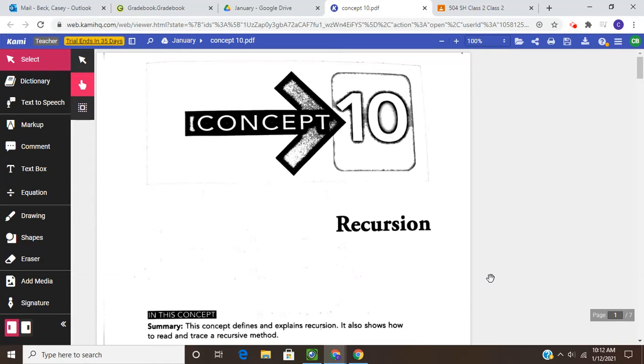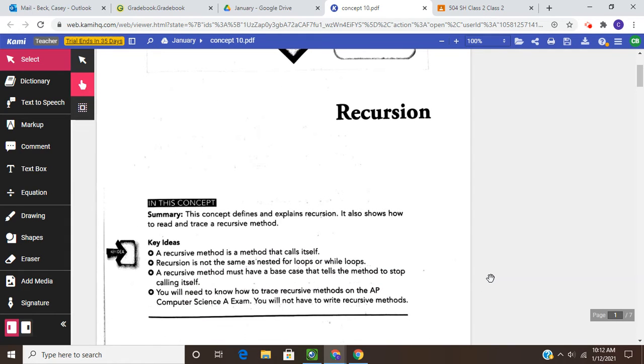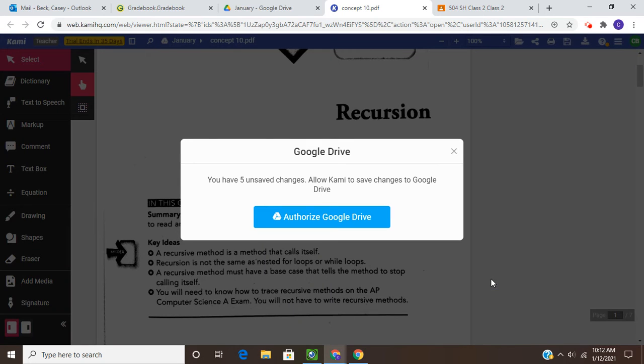Welcome to Mrs. Beck's read-along on Concept 10, Recursion. So in this concept, the concept's going to be defined and explain exactly what recursion is. It's also going to show how to read and trace the recursion method, which is really important because reading and tracing is going to be on the AP exam. I don't know what this means.